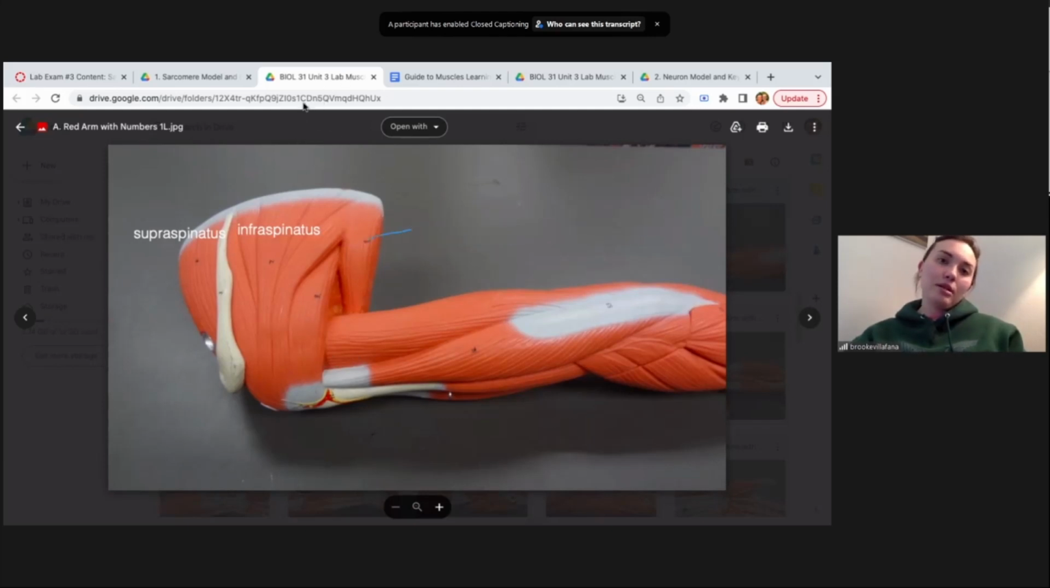Teres major is going to be number 9, the one below. Sometimes that can be really large. And then teres minor is the one on top. Those two I just always think of, they're like twins. They always go together, teres minor and teres major.